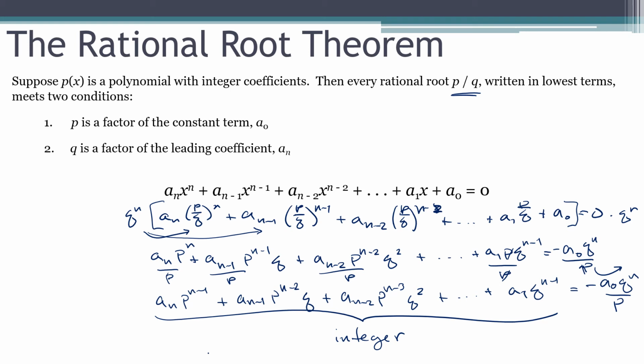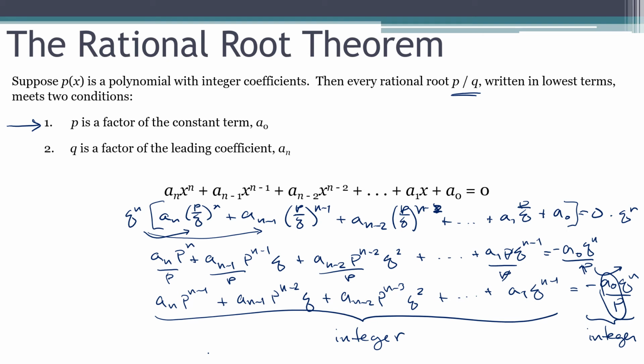Well, if the left-hand side is an integer, then the right-hand side must also be an integer. Now, here it is. P does not divide q to the n. I said way back, put this idea in the back of your head: p over q is a reduced fraction. P does not go into q, which means p does not divide q to the n. So the only way this thing is going to turn into an integer is if p divides a sub 0, and that is exactly what I needed to show in that first step.